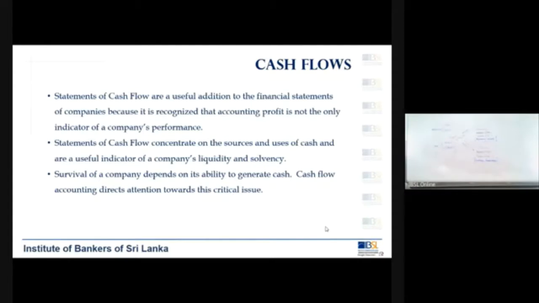Why? Because they have lost revenue. There is no business for them, no sales. So when you don't have sales, how will you generate cash? Now say for example, a company which is closed for business, but can the company survive without paying salaries to the staff?